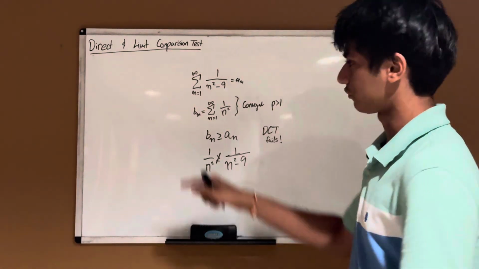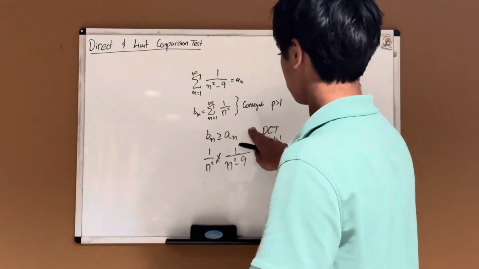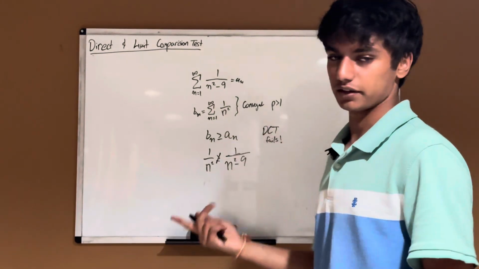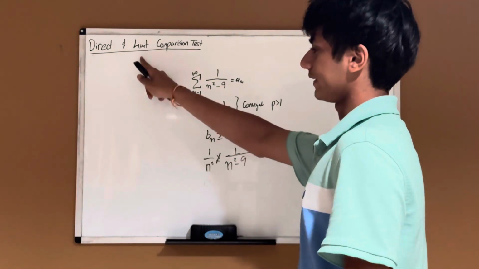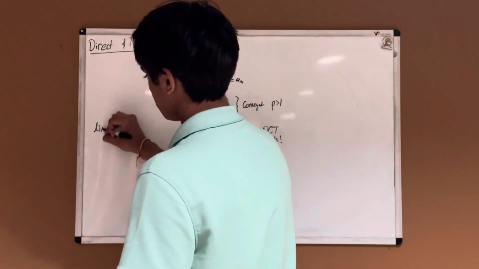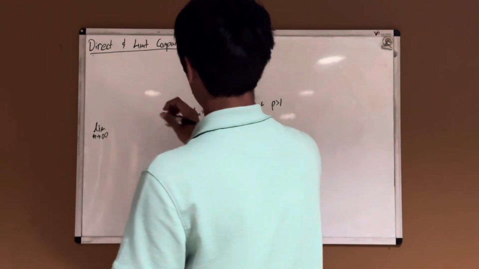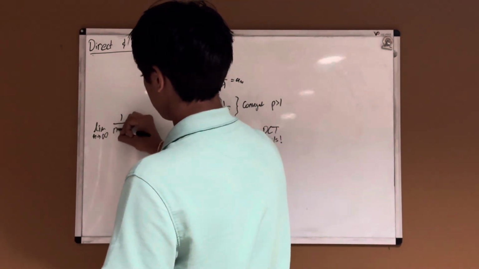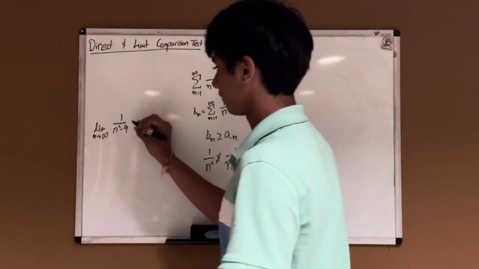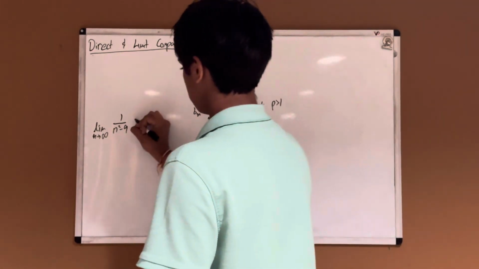So what else can we try? We can try the limit comparison test. This is basically the process: if the direct comparison test doesn't work, but you already picked a series, you might as well just try the limit comparison test. So let's try it out. We get the limit as n approaches infinity of a of n, which is 1 over n squared minus 9, multiplied by the reciprocal of 1 over n squared.